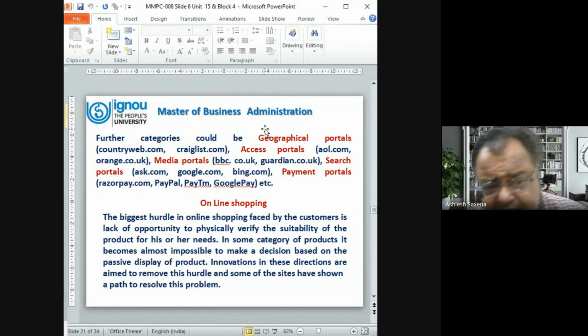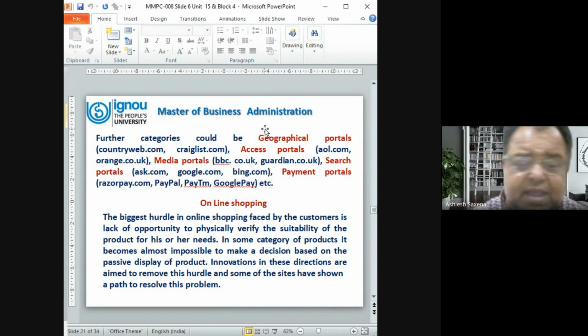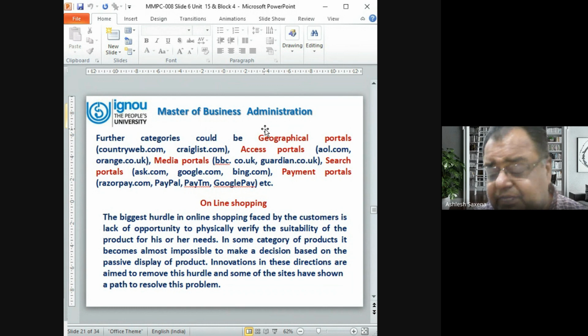The biggest hurdle in online shopping faced by the customer is the lack of opportunity to physically verify the suitability of the product for his or her needs. In some categories of products, it becomes almost impossible to make a decision based on the passive display of the product. Innovations in these directions are aimed at removing this hurdle, and some of the sites have shown a path to resolve this problem.